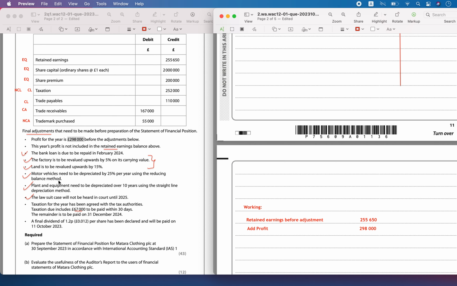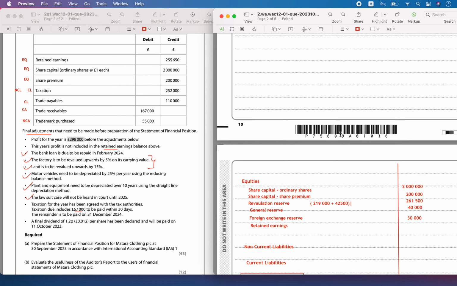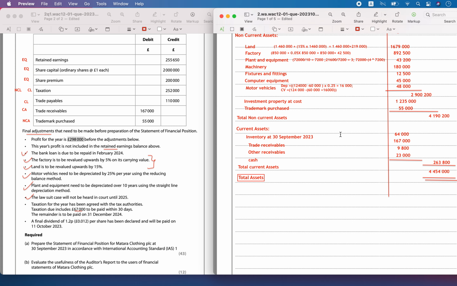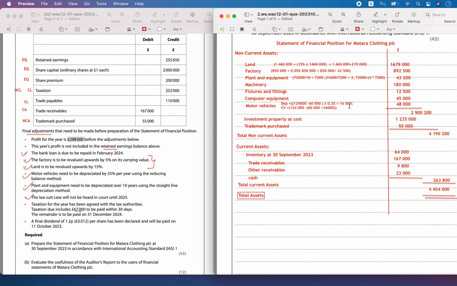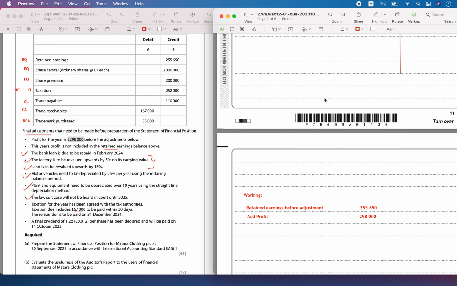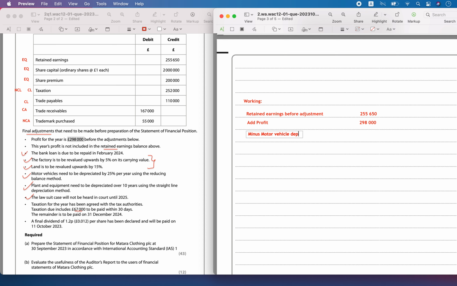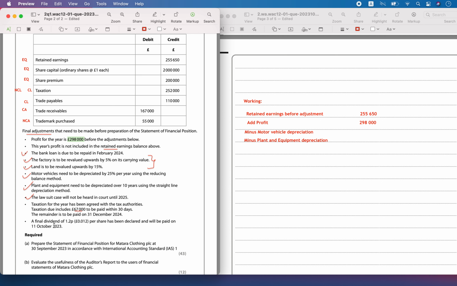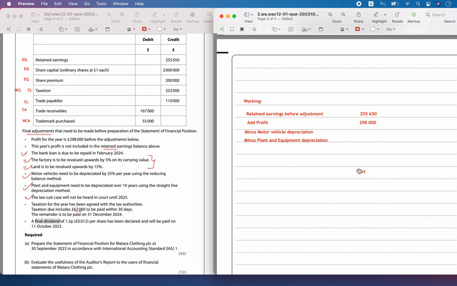The depreciation we had calculated for the motor vehicles and the plant and equipment, so those depreciation amounts we have to remove. The depreciation for the motor vehicle was 16,000 and the depreciation for the plant and equipment was around 7,200. You will subtract the motor vehicle depreciation, the plant and equipment depreciation, and the final dividends paid also.